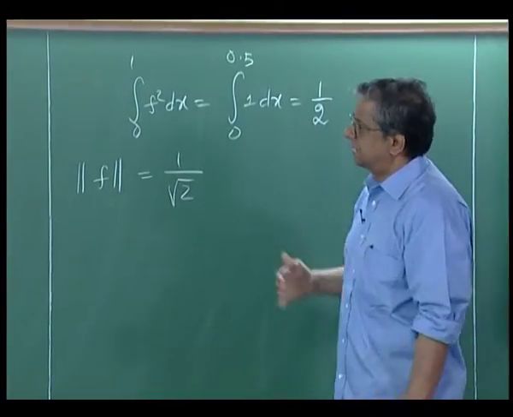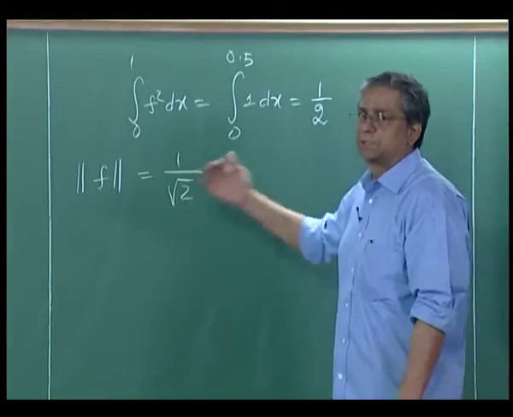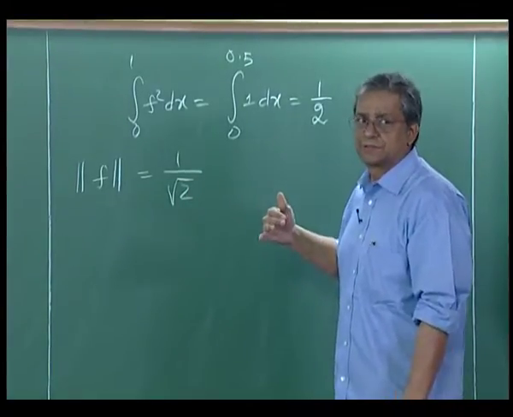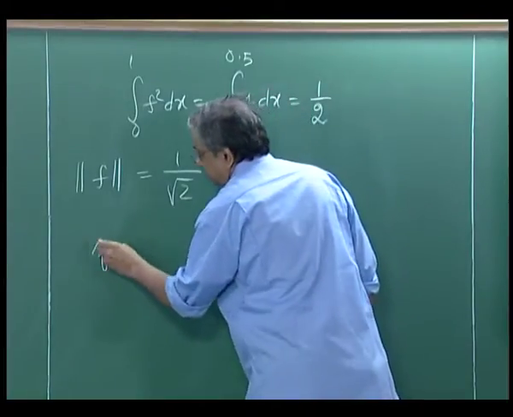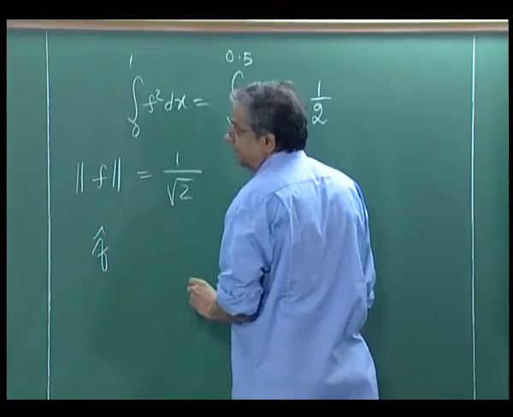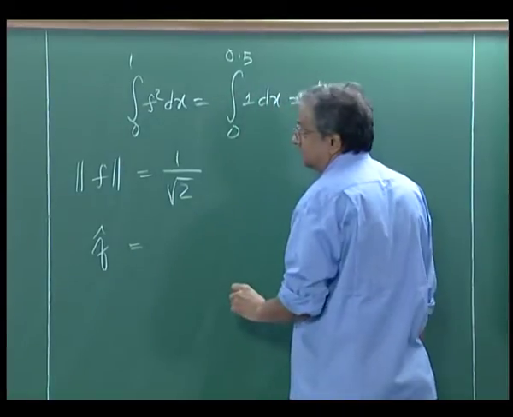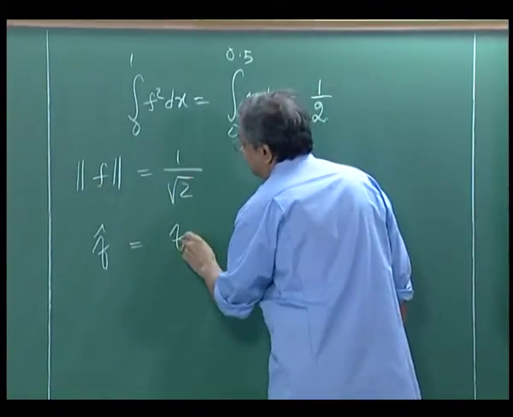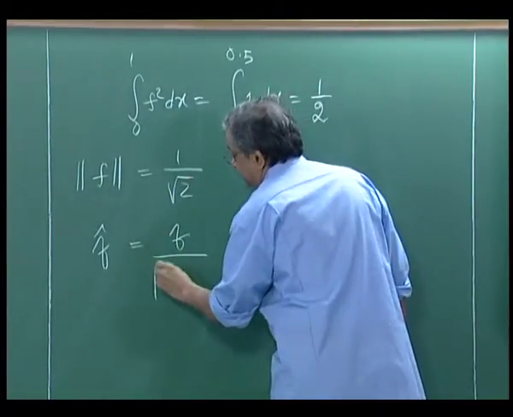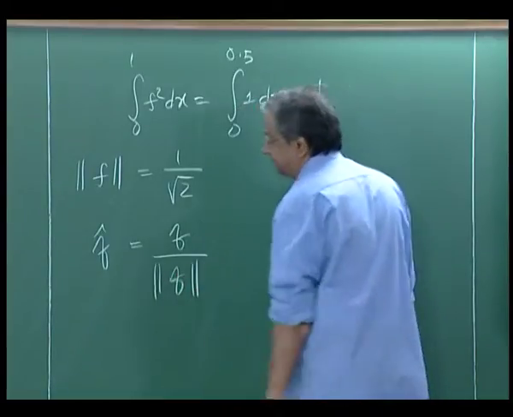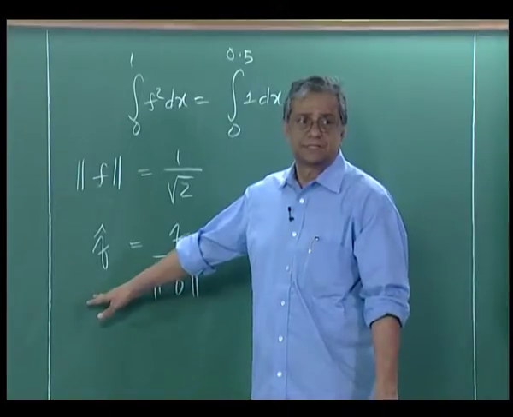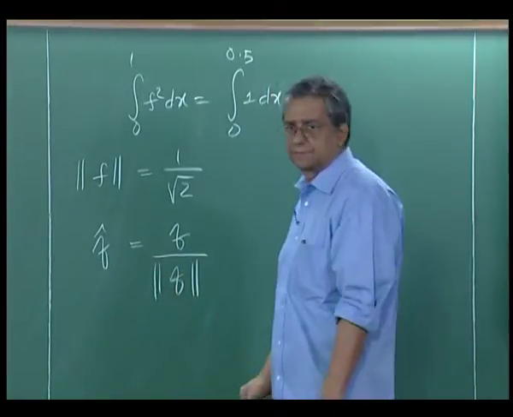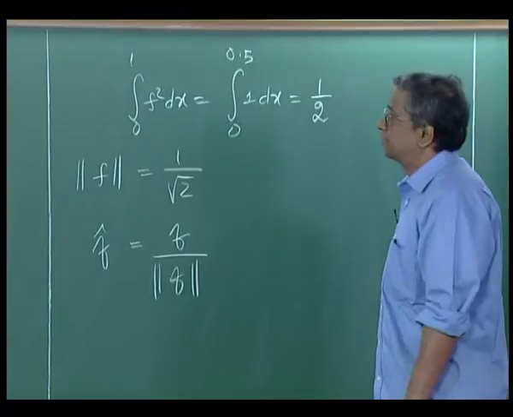And again I am just duplicating whatever work we did with the usual vectors that you have seen. I can define a unit vector as f divided by the norm of f, and as you would expect its magnitude, so to speak, would be 1. Is that fine? Any questions?